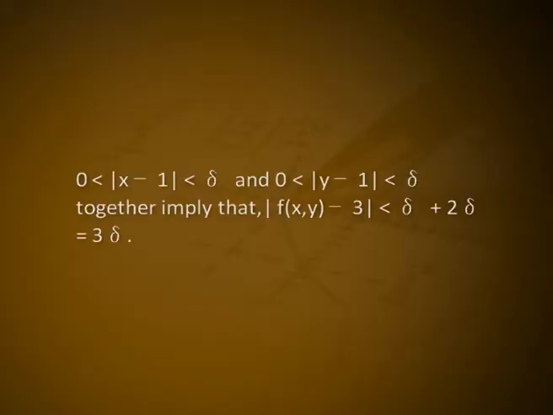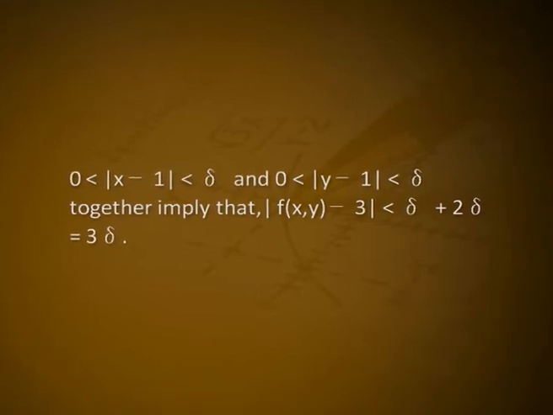Let delta greater than 0 be an arbitrary number. Then 0 less than absolute value of x minus 1 less than delta and 0 less than absolute value of y minus 1 less than delta together imply that absolute value of f(x, y) minus 3 is less than delta plus 2 delta, which equals 3 delta. For a given small value epsilon greater than 0, choose delta equal to epsilon by 3.